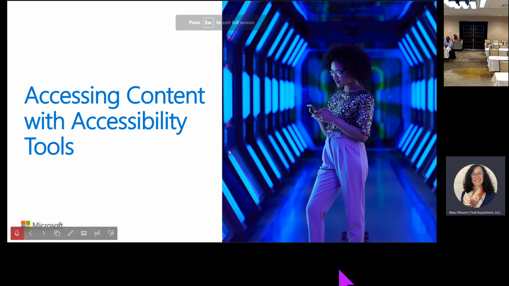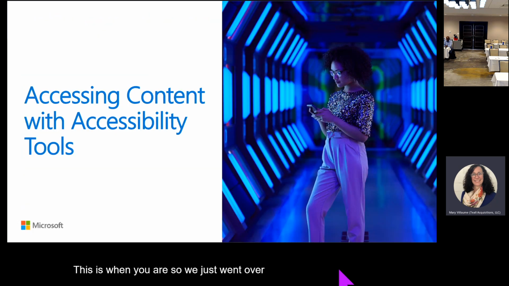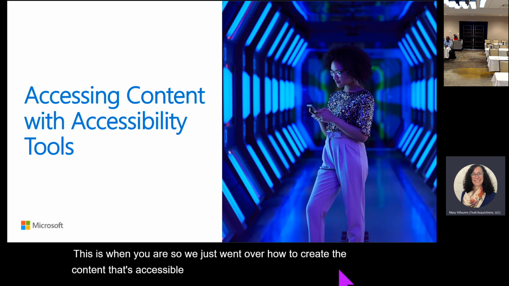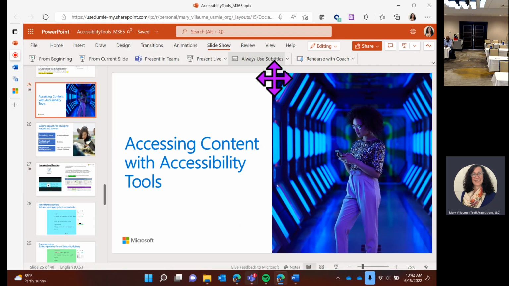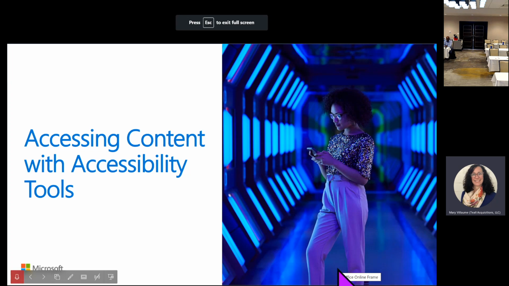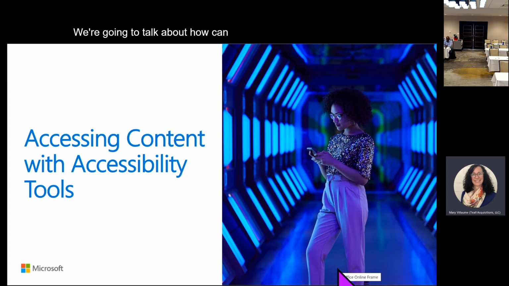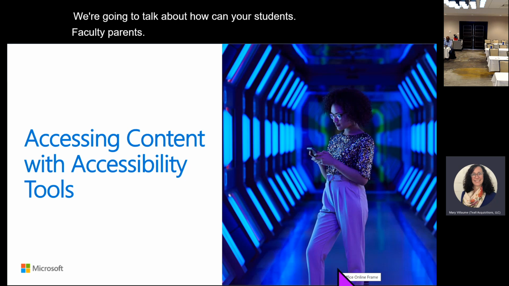All right, so we just went over how to create content that's accessible, and then we went over how to present the content that you've created in a way that's accessible. And I'm going to come here and put my subtitles back above the slide. If you'll notice, because I'm using the PowerPoint web version, my settings were set to having the subtitles below the slide, so I just came and changed it here. Now we're going to talk about how your students, faculty, and parents can access the content in an accessible way.